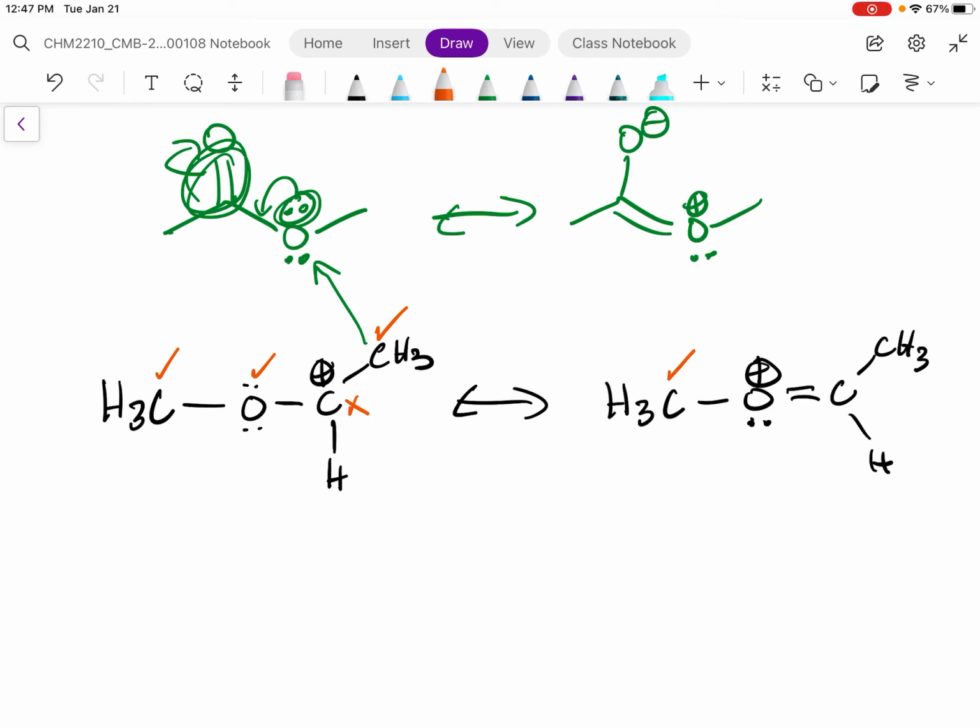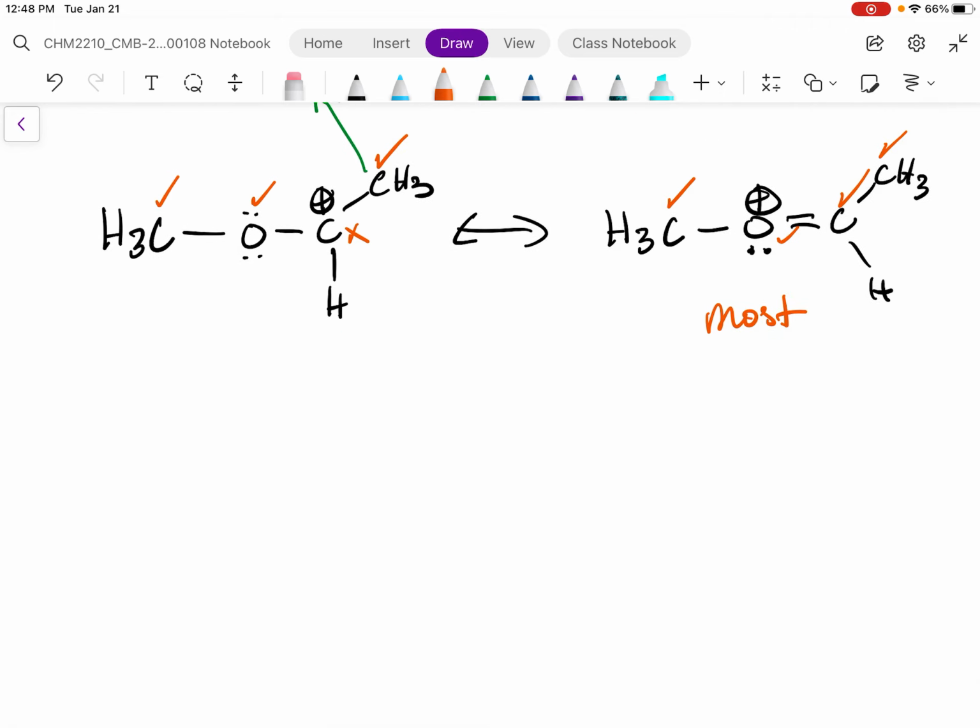Now we do the same thing over here. Octet, octet, octet. Do you see? So which structure is the most significant? This one, because all the atoms in the structure have an octet, minus the hydrogens because they can't have an octet, right? They can only have 2. So that's rule 1. You just have to analyze both resonance structures and ask that question. Whichever one has the most octets is the most significant.